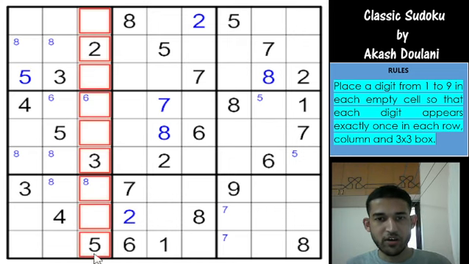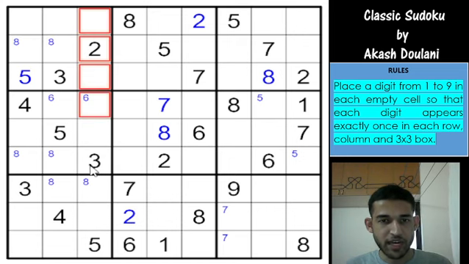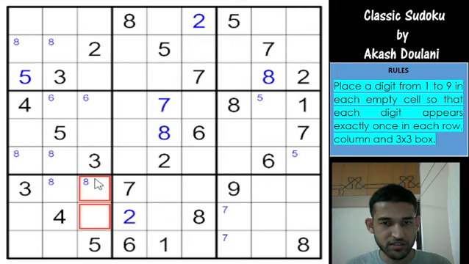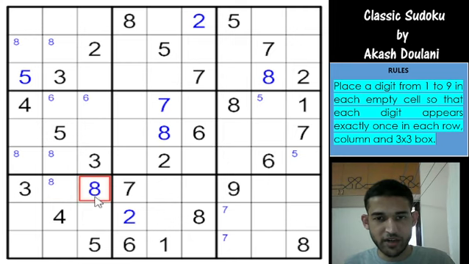So in column 3 now you'll notice that there is only one cell left for the 8 because of the 8's here in row 2 and row 6. 8 cannot go here, 8 cannot go here, which means that 8 has to be in this column, but we already know that 8 must be in these two cells. So this would have to be our 8.